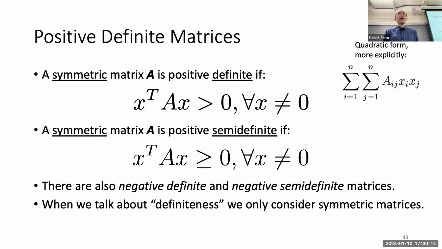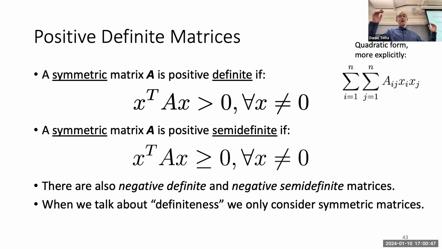All right, so quadratic form. Some matrices, if they are symmetric, might be positive definite if for all non-zero X, it is the case that X transpose AX is greater than 0. A symmetric matrix A is positive semi-definite if it's the same thing, but you allow it sometimes to be equal to 0.